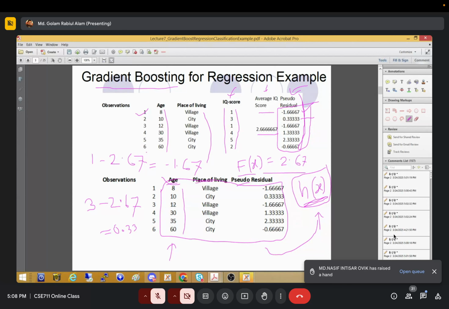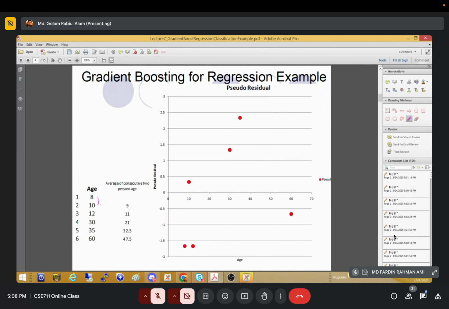So the next thing we have to do is find the middle value, or average, of two consecutive numbers, like 8 and 10. The average will be 9, and then 10 and 12, the average will be 11. Like this way we find the average of consecutive numbers. The average of these two is 9, of these two is 11, and of these values is 47.5. Okay, so those are the average values.